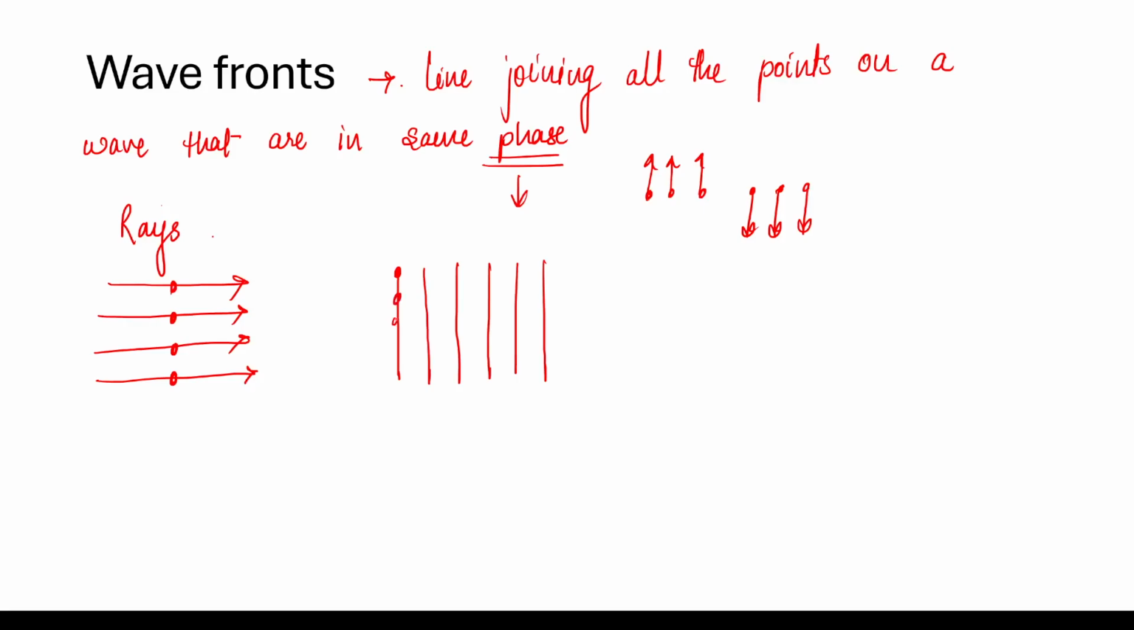So every point on these wave fronts will be a particle if it is a mechanical wave, and all those particles will be in the same phase. So particle A, B, C, D, E, they are all in the same phase. Now what's the meaning of same phase? They are at the same position and they have the same velocity.